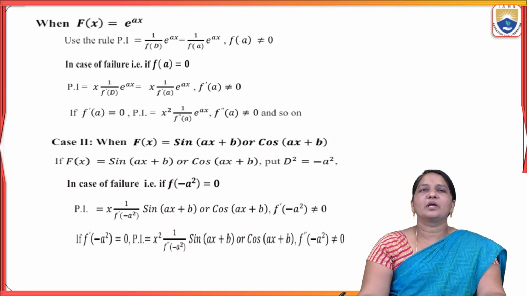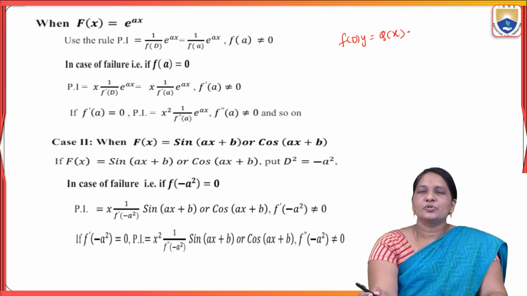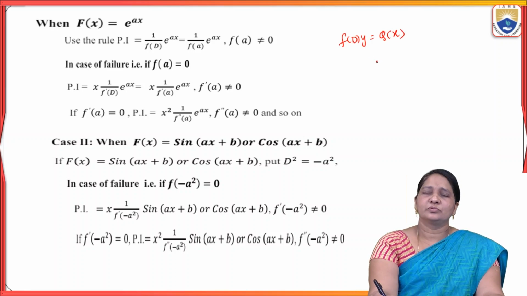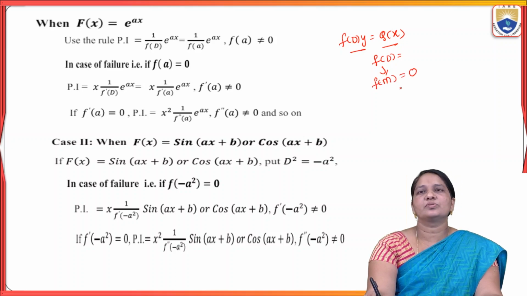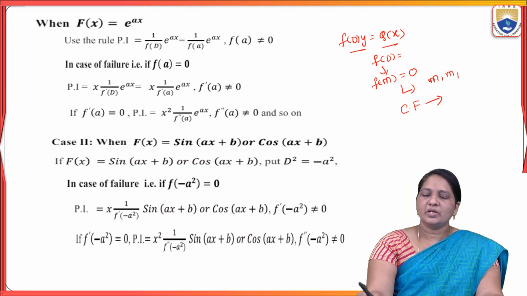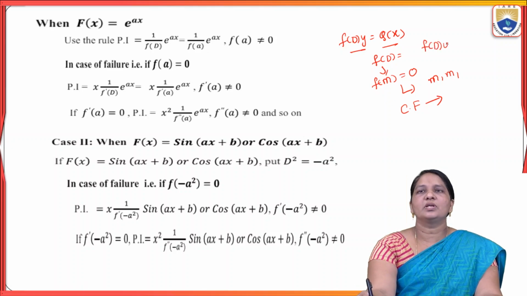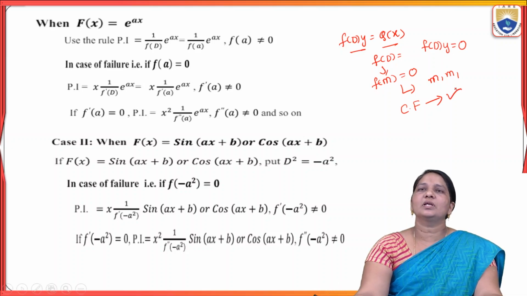If you have the form f of D into y equal to Q of x, how are we going to solve this equation? First we need to calculate the f of D value. Using this f of D, we write the auxiliary equation, that is f of m equal to 0. From this we find the roots. After that we find the complementary function. If it is a homogeneous equation, f of D into y equal to 0, then only the complementary function is the general solution of the given equation.